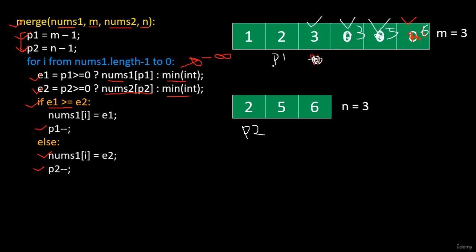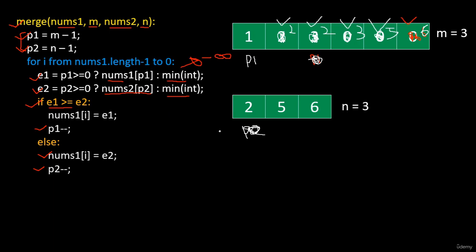We see 2 and 2, and they're equal. So if they're equal, we'll update the value from this cell. So let's update this value with 2. Here you can take the value from this array, but we're taking from this array. Now we're going to move P1 to the left. This is our current element. We see 2 is greater than 1, so let's update this element with 2.